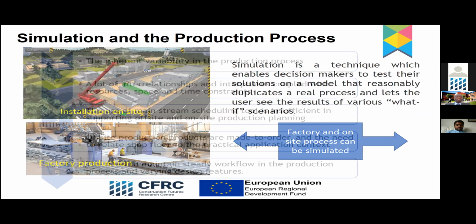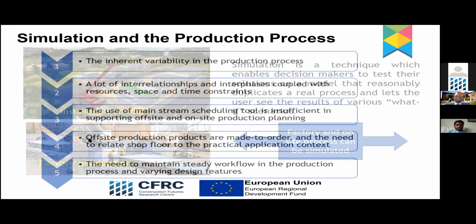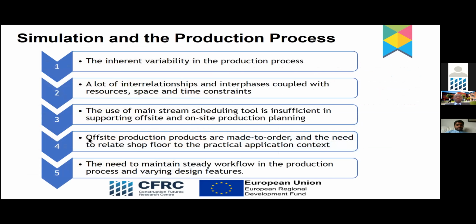But the question now is, what is the relationship between simulation and production process? We discovered that there is a lot of variability in the production process. When I say variability, I mean uncertainty. And the best way to track this variability is to simulate it, to understand it, and see how to address it.